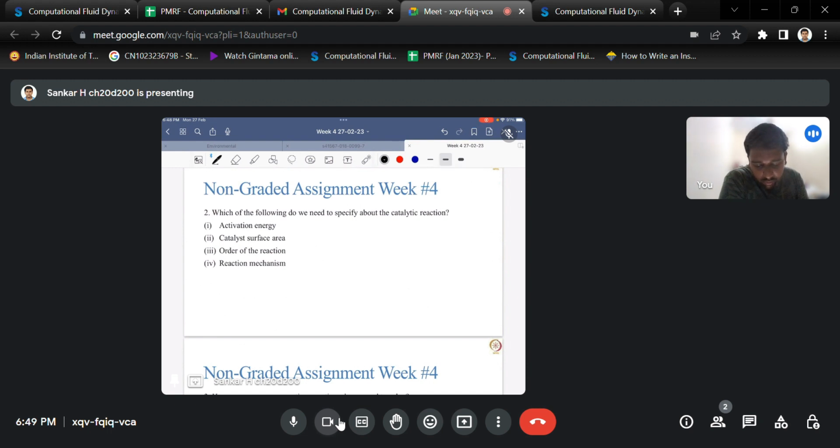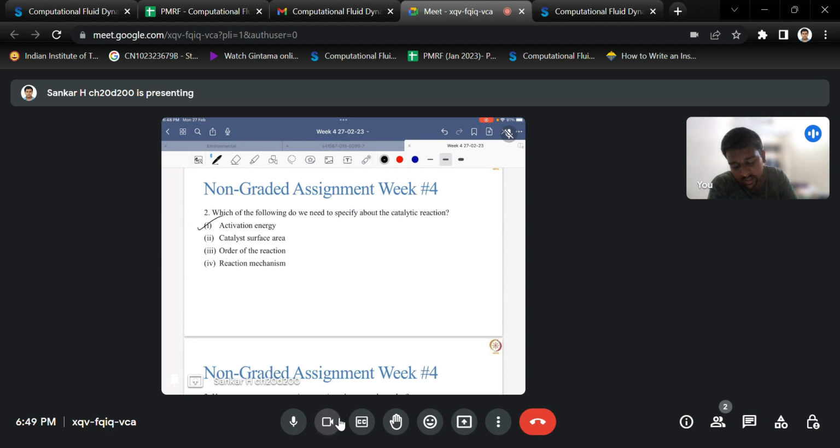Which of the following do we need to specify about the catalytic reaction? Whether we need to specify the activation energy, catalyst surface area, order of the reaction, or the reaction mechanism. Now, for a catalytic reaction, we need to mention what the energy of the reaction is. Therefore, the activation energy is a required parameter here.